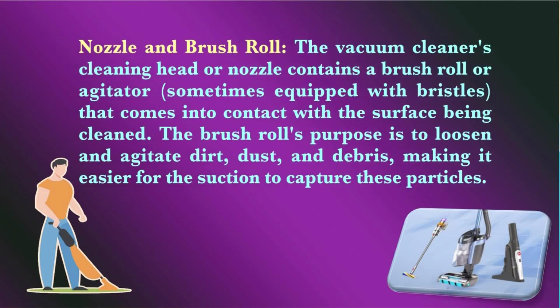The second thing is the nozzle and the brush roll. The vacuum cleaner's cleaning head or nozzle contains a brush roll or agitator, sometimes equipped with bristles, that comes into contact with the surface being cleaned. The brush roll's purpose is to loosen and agitate dirt, dust and debris, making it easier for the suction to capture the particles.